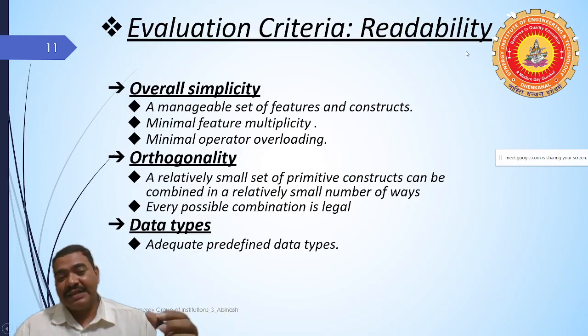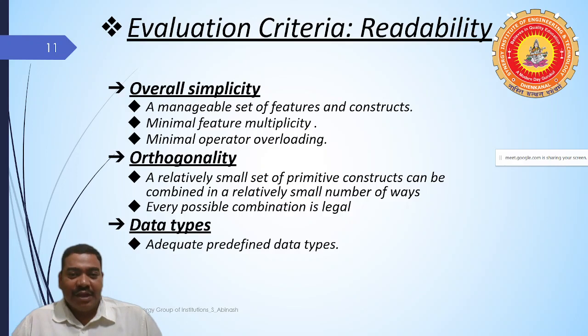Okay. Next criteria is overall simplicity. How simple the programming language is to write a program, to code. So a manageable set of features and constructs, minimal feature multiplicity, minimal operator overloading. Orthogonality is a relatively small set of primitive constructs that can be combined in a relatively small number of ways. Every possible combination is legal.